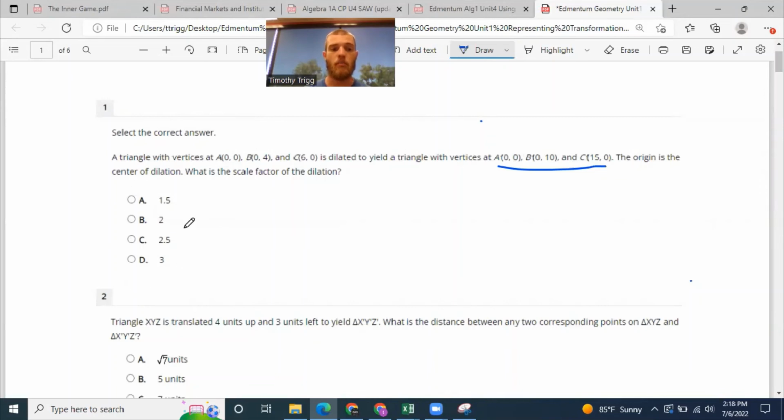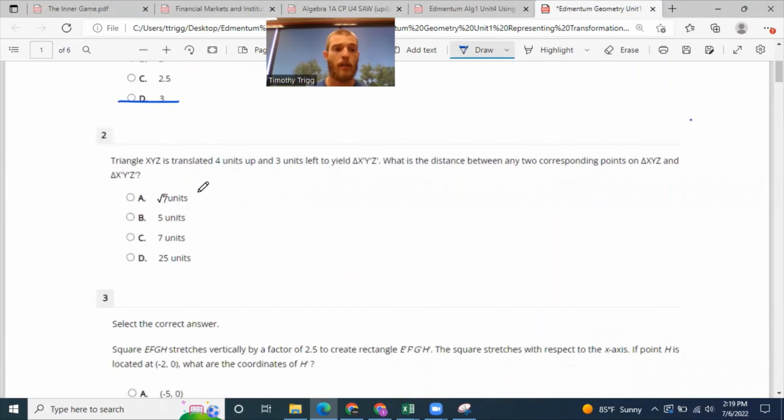So you could look at these multiple choice here. For example, let me check answer choice D. Is this the correct answer? Well, let's see. 4 times 3 gives me 12. Is that what B prime is? Right? So B to B prime, is that scale factor 3? Well, no, because 4 times 3 gives me 12, but this is 10 over here. So figure out which of these is the correct answer. It's definitely not that.